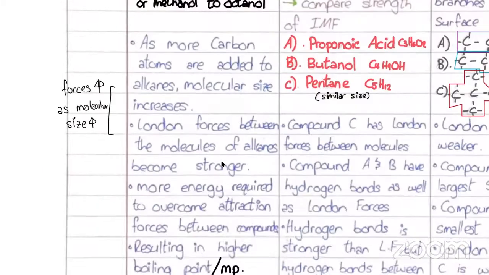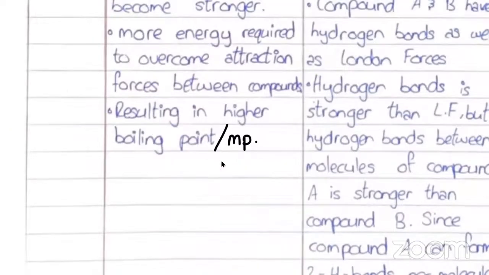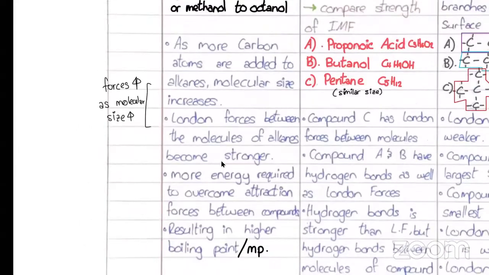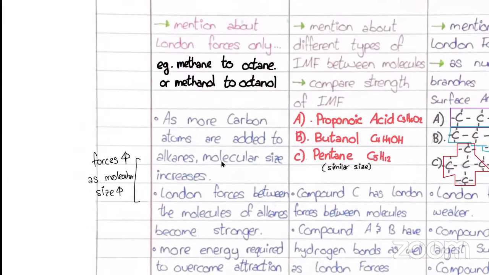As more carbon atoms are added to alkanes, molecular size increases. London forces between the molecules of alkanes become stronger, more energy required to overcome the attraction forces between compounds, resulting in a higher melting point or boiling point. Remember, this could also be lower, depending on if you're decreasing in molecular size. If you're decreasing in molecular size, then everything here would be opposite.